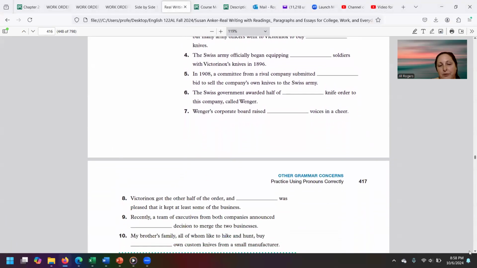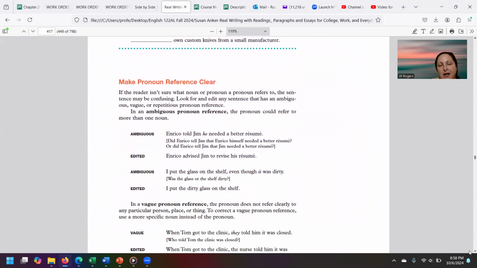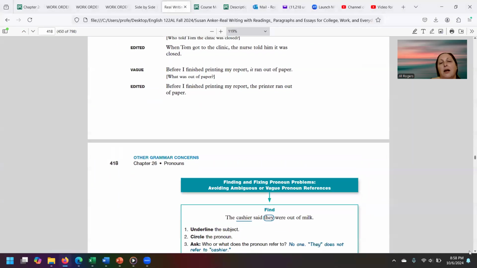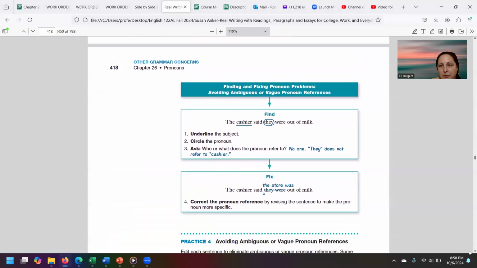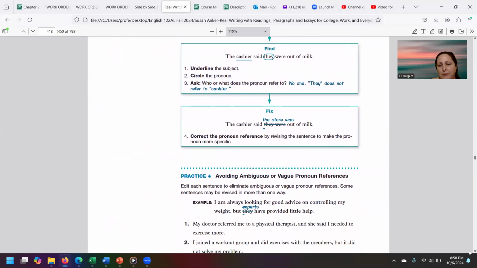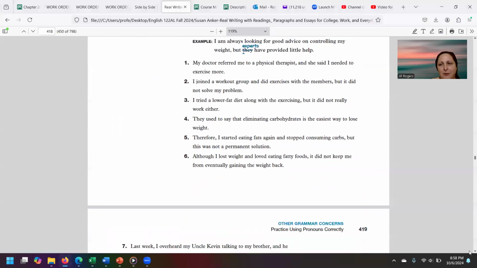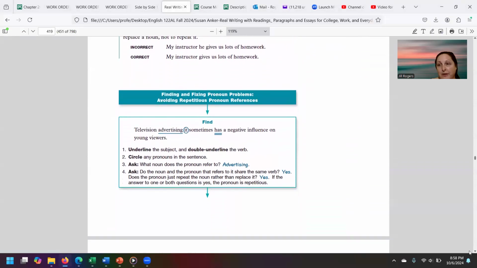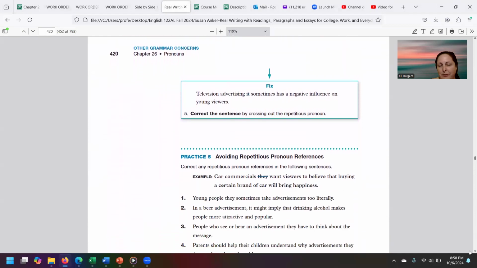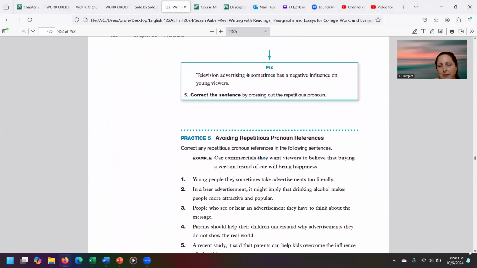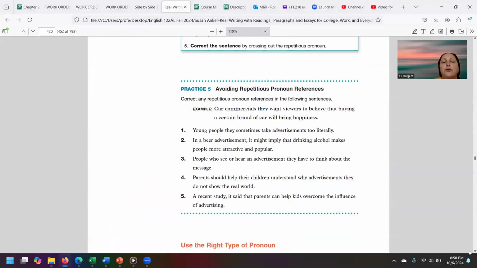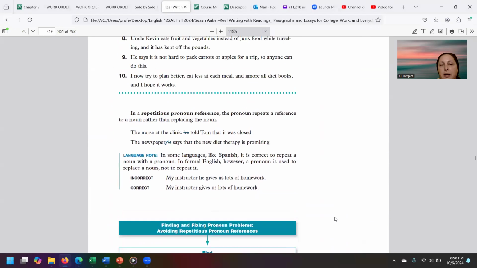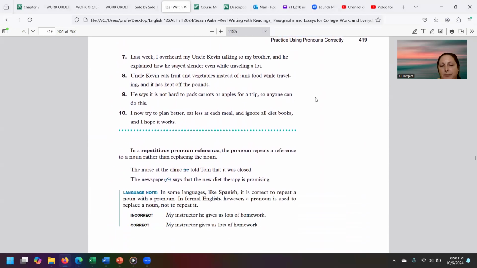You are skipping number 4. This has to do with vague language in general, and it's more about misplaced modifiers, which we already went over. So we are skipping practice 4. I don't think it's valuable, and I actually don't like the examples, so we're going to skip it. But practice 5 is good. I went too fast, sorry. This one right here.